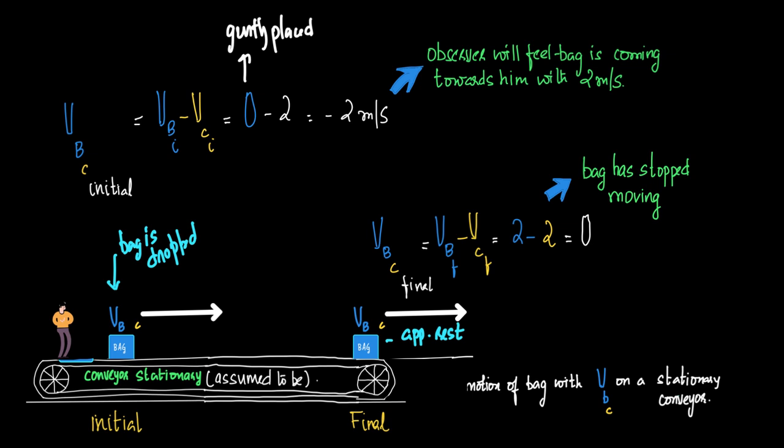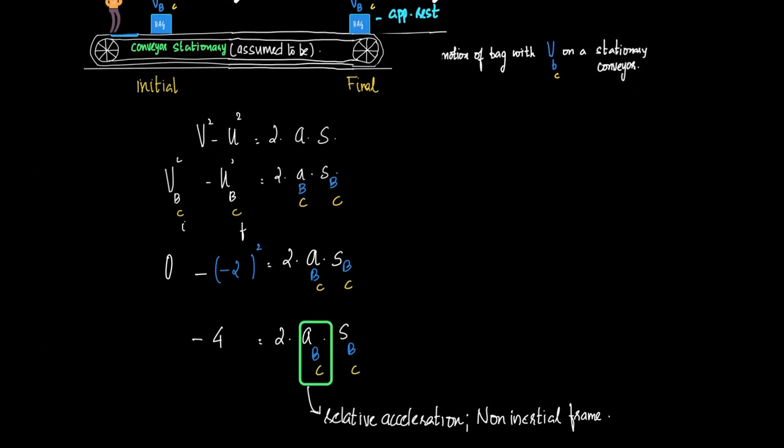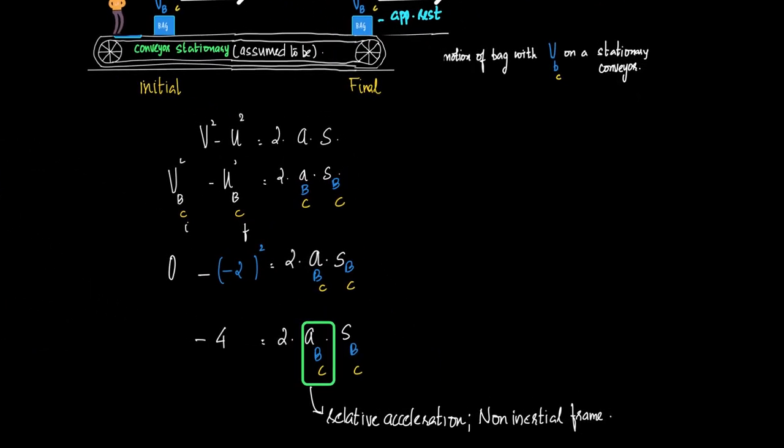What does this mean? It means that the observer will now feel that the moving bag has stopped moving, that is, it has come to rest apparently. Okay, right. So what did we discuss so far? Motion of a bag with relative velocity of bag with respect to conveyor on a stationary conveyor. Okay, now what we'll do is we'll apply the equations of motion in this condition.